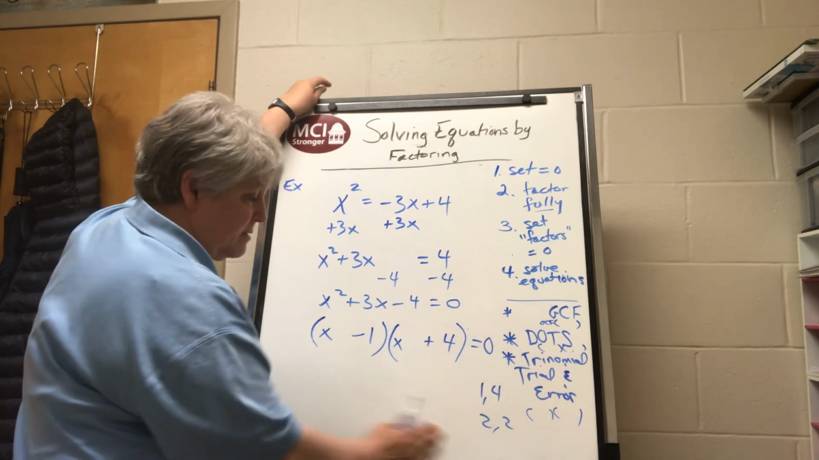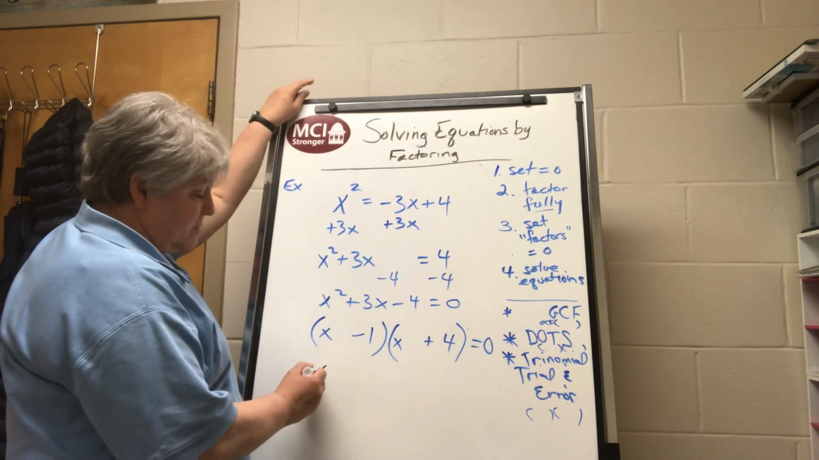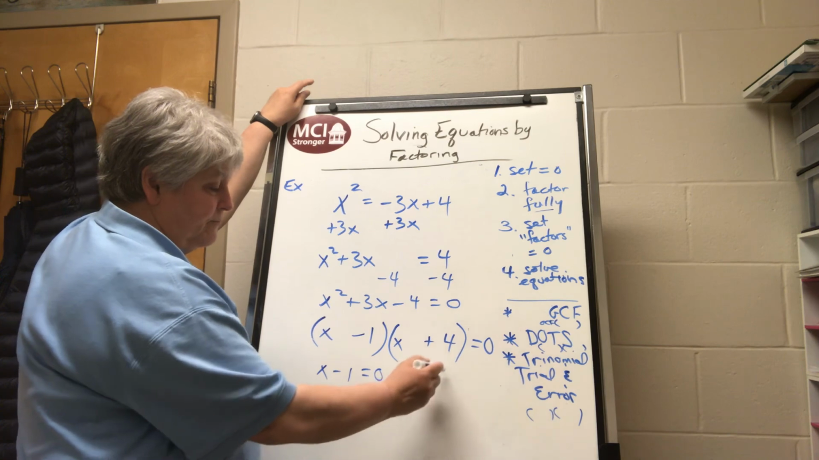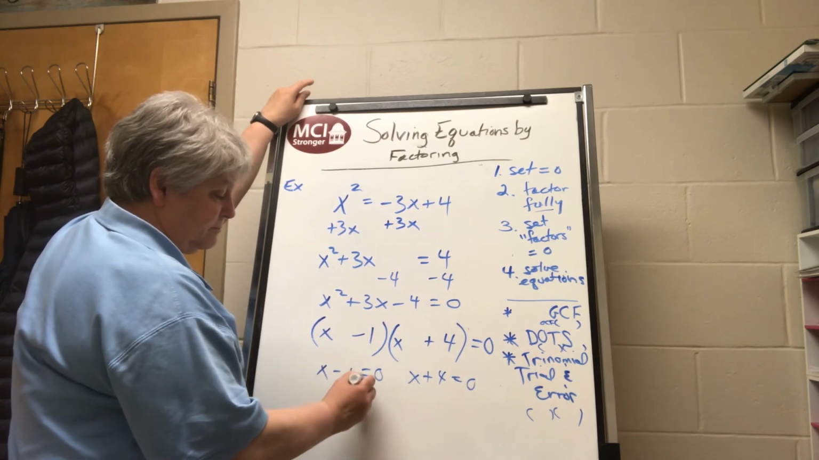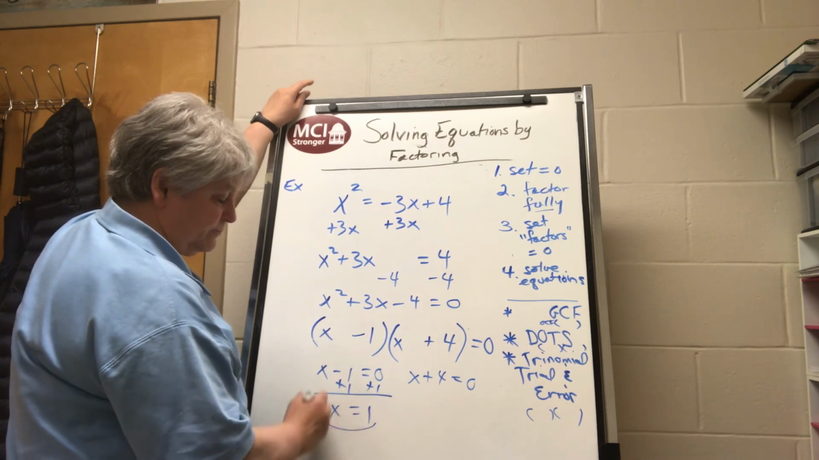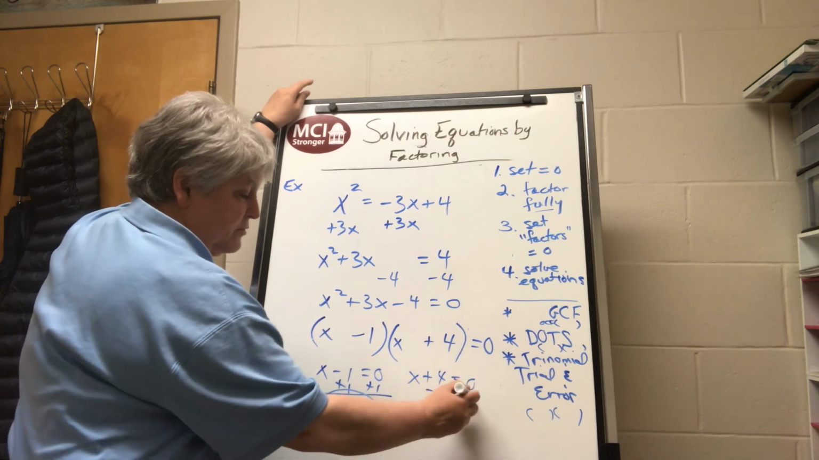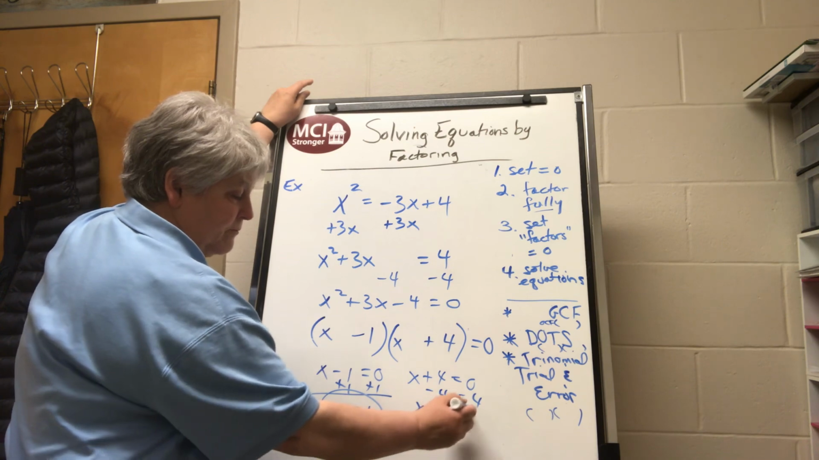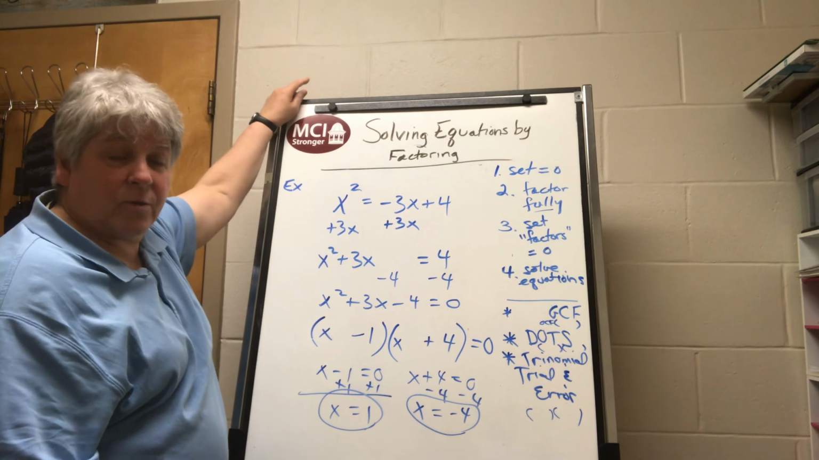So we just factored it. All that's left is to set each factor equal to 0 and then solve. And there'll be two answers again, just like we've had two answers for all of these. Those are the two answers for this equation.